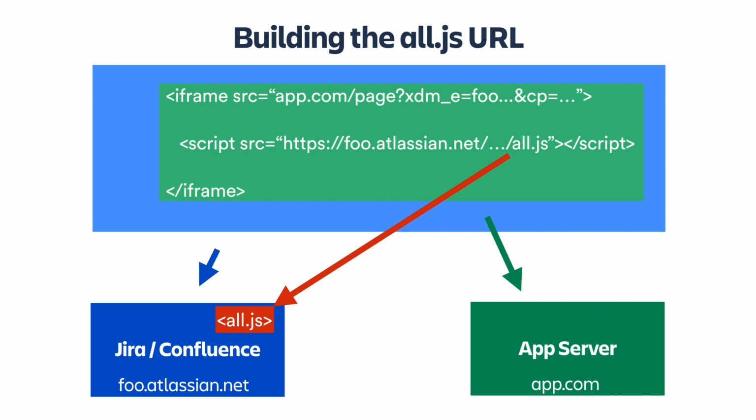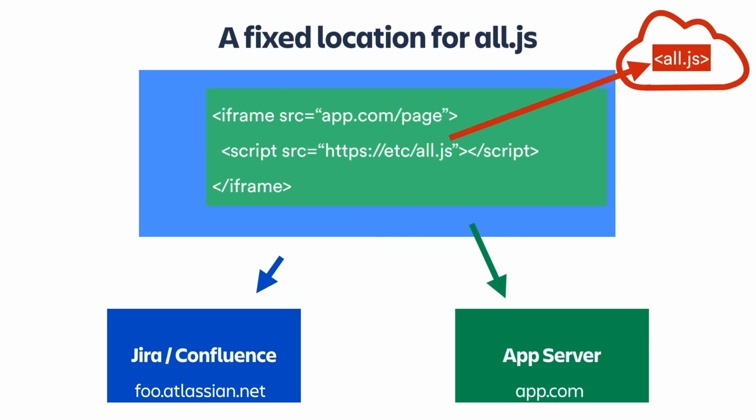Connect provides a script called all.js, which allows it to inject APIs into the app iframe. The app determines the location of all.js using query parameters. For example, the XDM_E query parameter identifies the current Jira or Confluence tenant URL. If the query parameters are removed, apps will no longer be able to determine the location of all.js. We've solved this by hosting all.js on a CDN with a simple fixed location. This means the iframe query parameters used to identify the location of all.js are now not necessary.